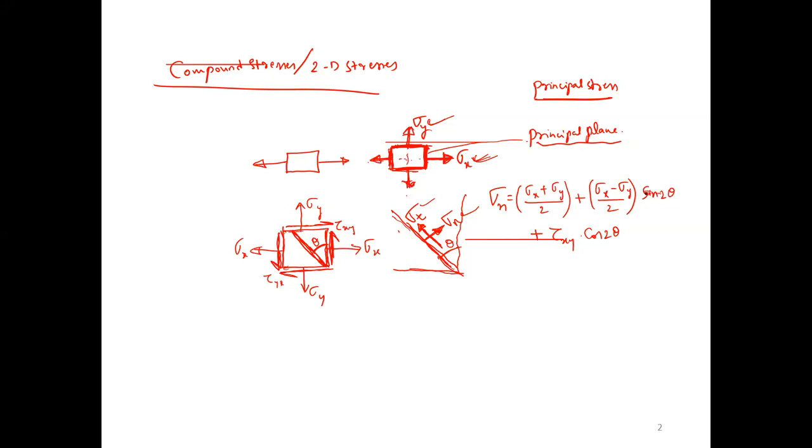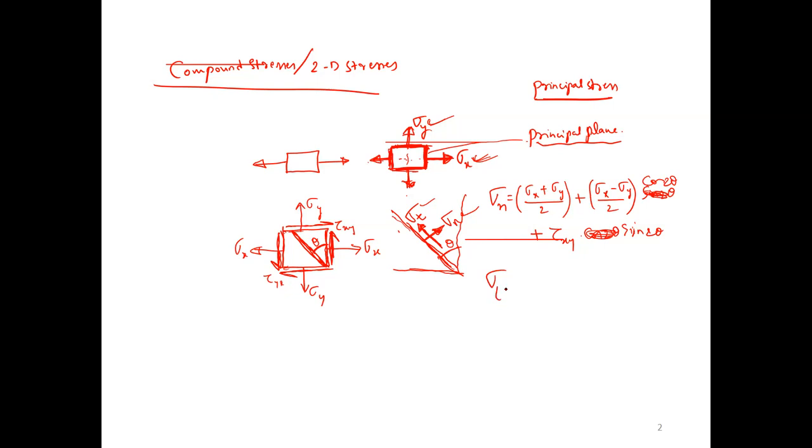See, this is cos 2 theta, and this is sin 2 theta. If you take this as sine and this as cos, then it will become sigma t. That's the only difference. First you take the cos term, next you take the sine term. So this is the normal stress.